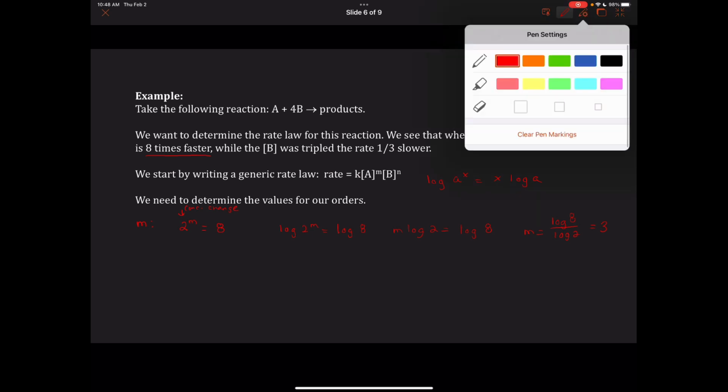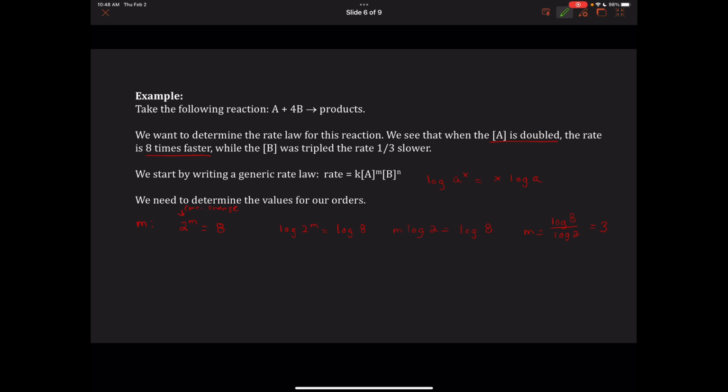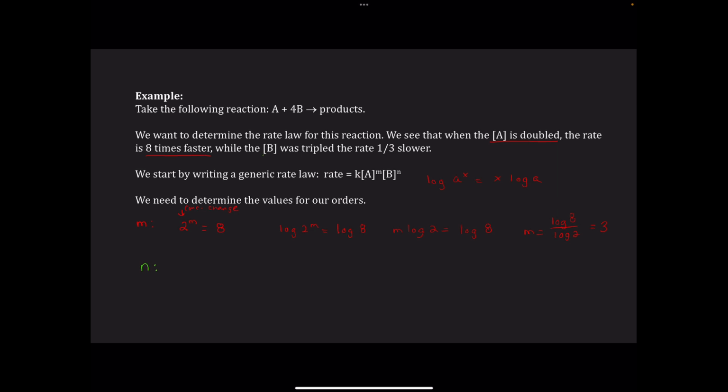Now we need to solve for our N value. We're going to do the same thing. We look at B because N is the order on B. We see how we changed B's concentration. B's concentration was tripled. We raise it to our order of N, and set it equal to the rate change. The rate was 1/3 slower.